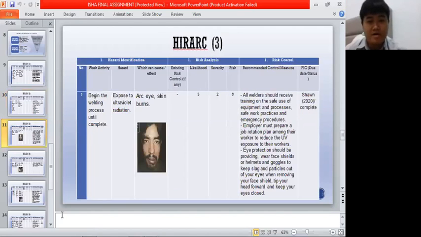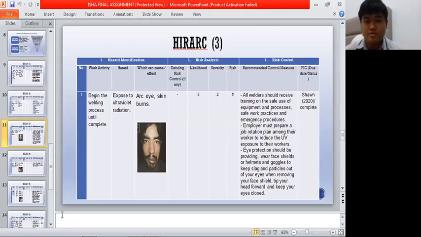For hierarchy number 3, the work activity is to begin the welding process until complete. The hazard that we identify is exposure to ultraviolet radiation, which can cause eye and skin burns. The likelihood for this risk is 3, severity is 2. This makes the risk 6. So these are the recommended control measures that we have provided.